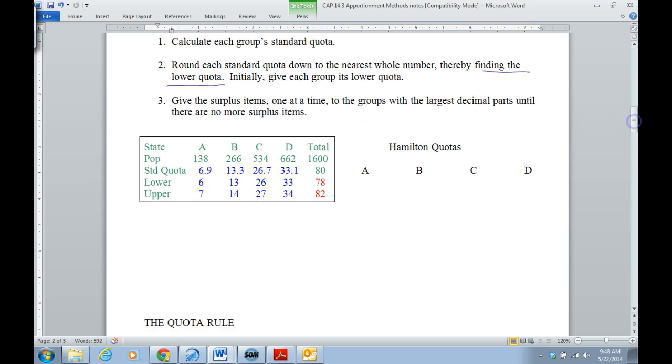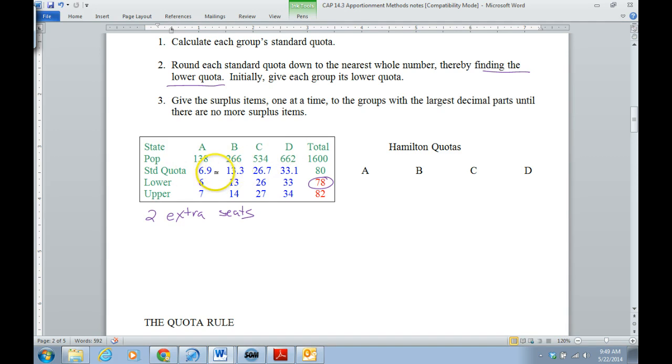Okay, first of all, our standard quota is this. We already found that on the page before, and our lower quota is this. We have how many less seats than the total? 2. So we have 2 extra seats that we need to divvy up. So our next step is to look at the decimal points in the standard quota. We have a 6.9, a 13.3, a 26.7, and a 33.1.